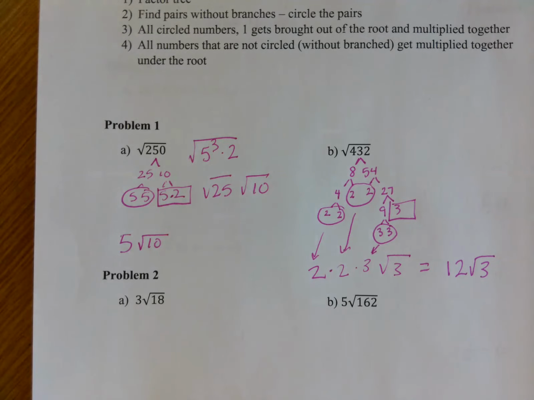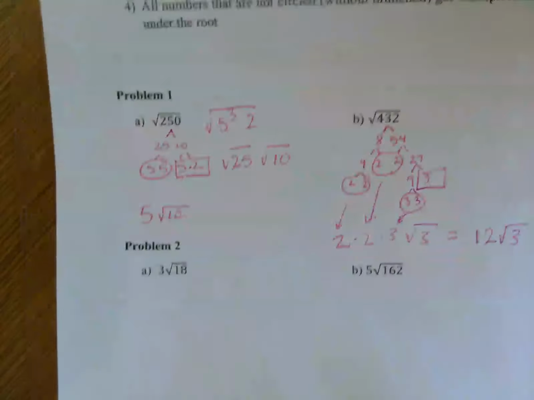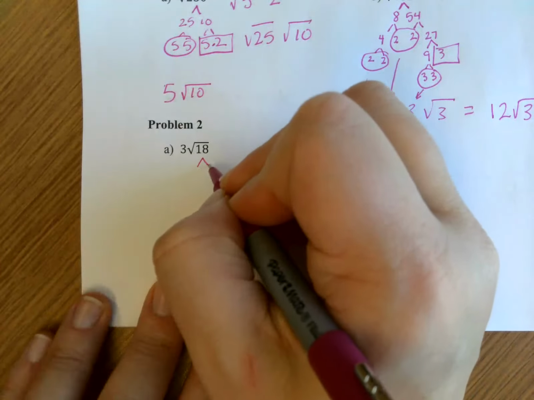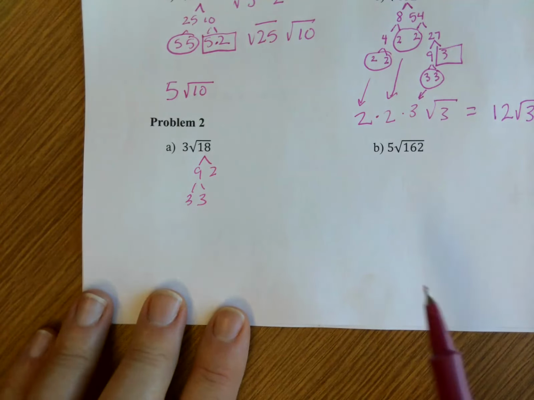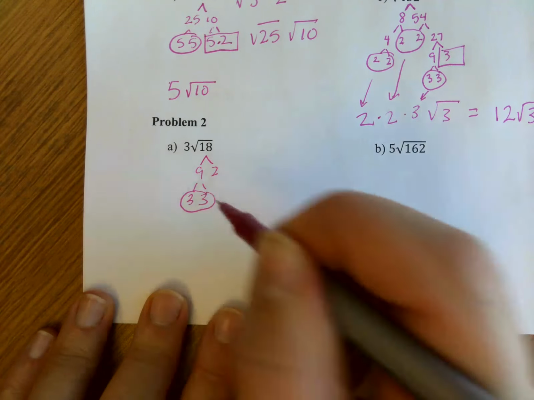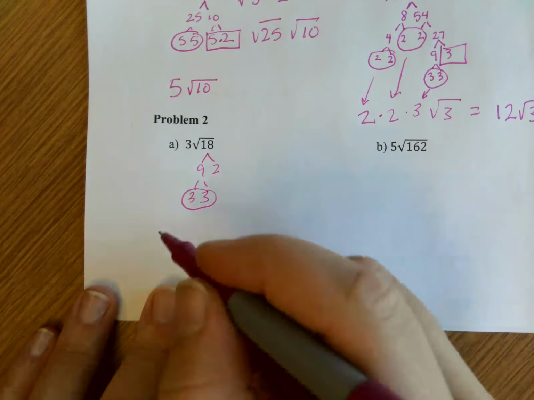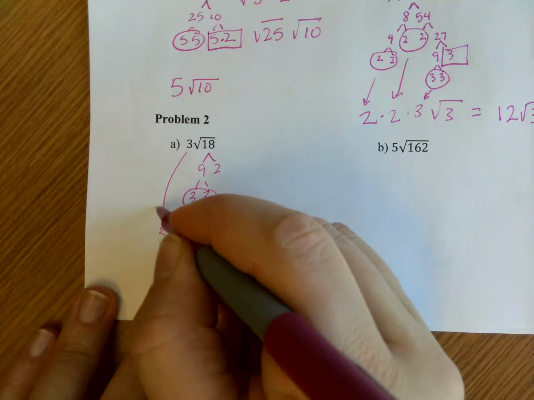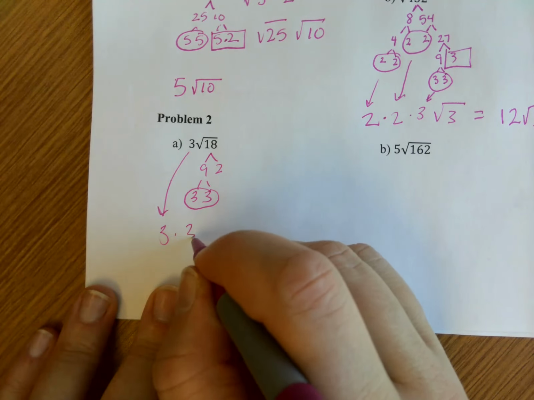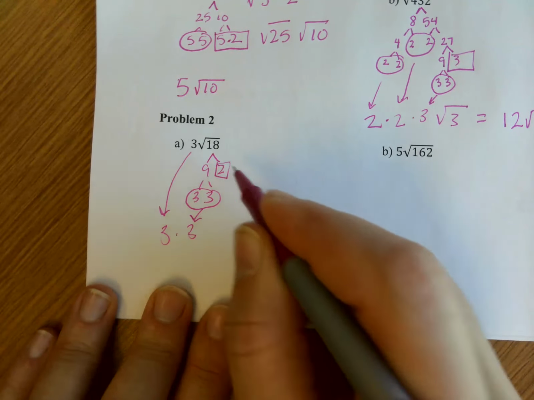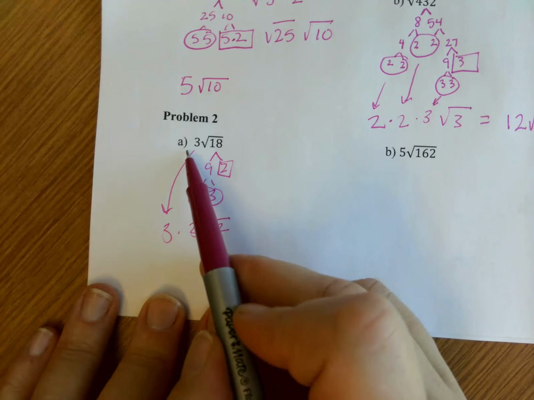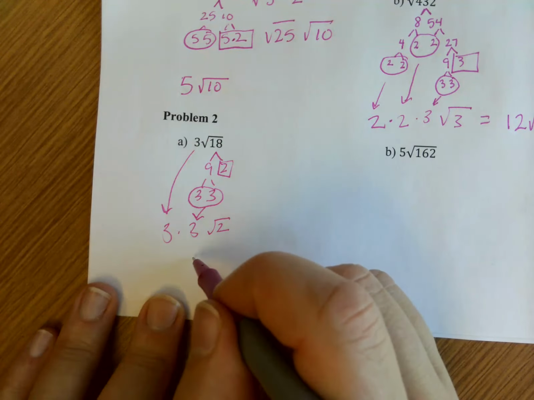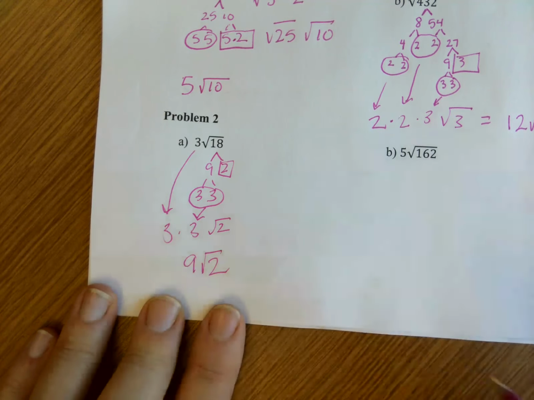So now if I look at problem 2, what happens if there's a number out in front? So first, if I do my prime factorization, 9 and 2, 3 and 3, I look for my pair. So here's a pair of 3s. So one 3 comes out. This 3 is already on the outside. This 3 comes outside of the root, and I'm left with this 2 on the inside. This 3 that comes out gets multiplied by any number that's already out there. So this would give me 9 square root 2.